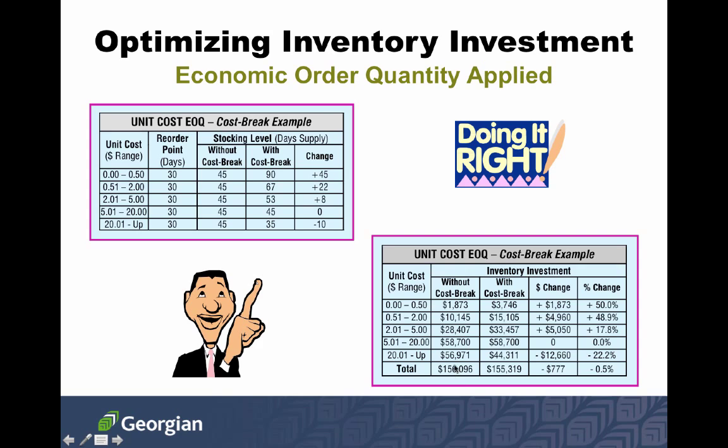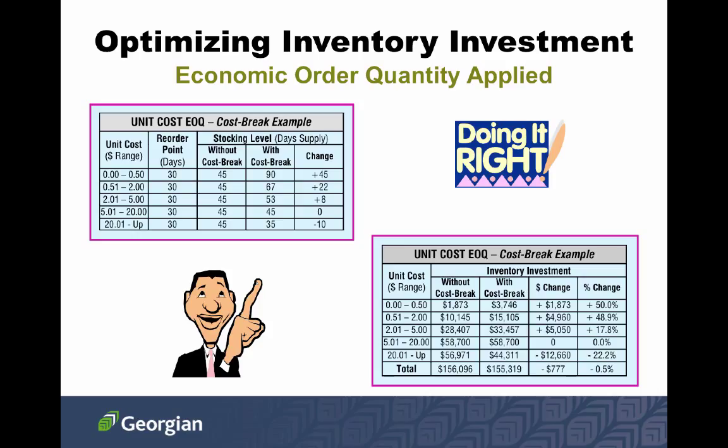The effect on the total inventory became 156,096 to a marginal reduction to 155,319, a reduction of $770, or 0.5%. The reason that happened is because the stocking level of the over $20 category was decreased by 10 days to compensate for the other increases. So in the highest range, and that's typical to apply it that way.